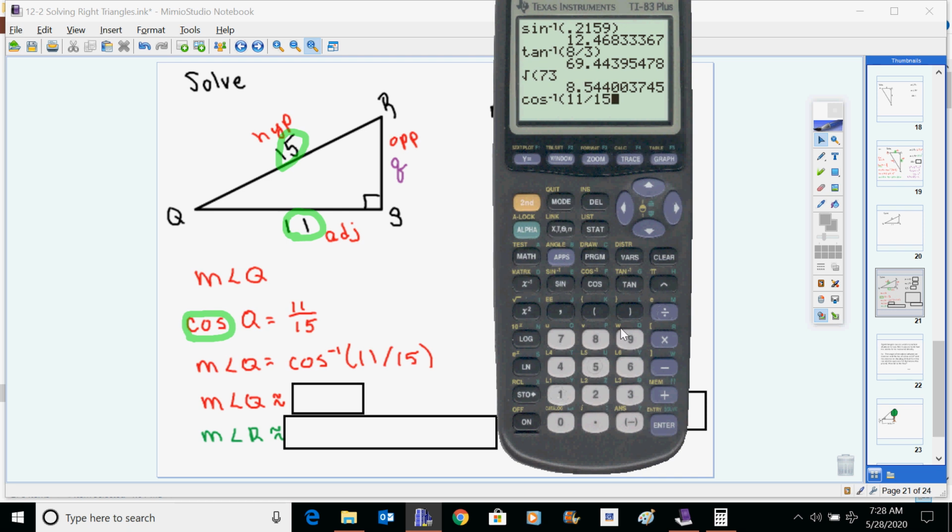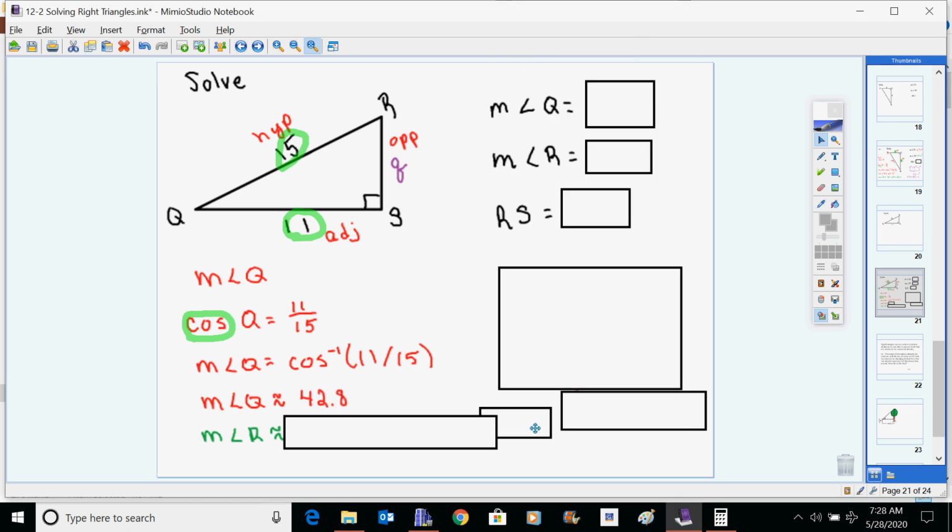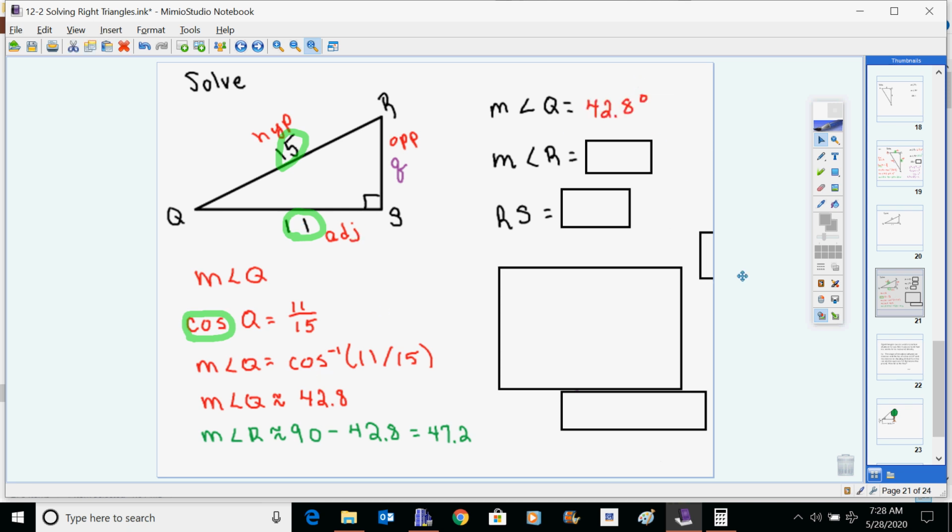So you see it once more. So 42.8. Angle R, remember, you're just taking 90 minus that. All right, so we have angle Q, 42.8 degrees. Angle R, 47.2 degrees.